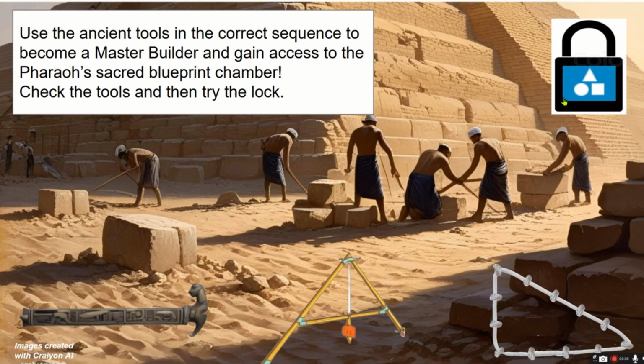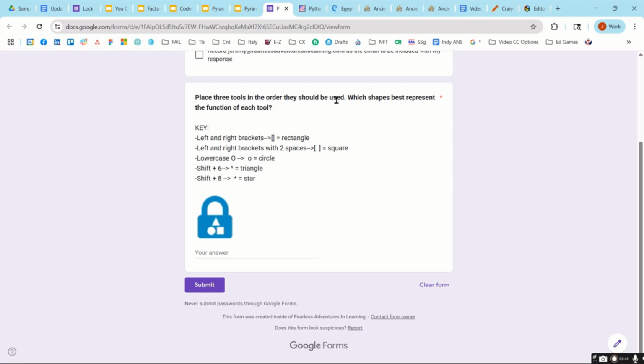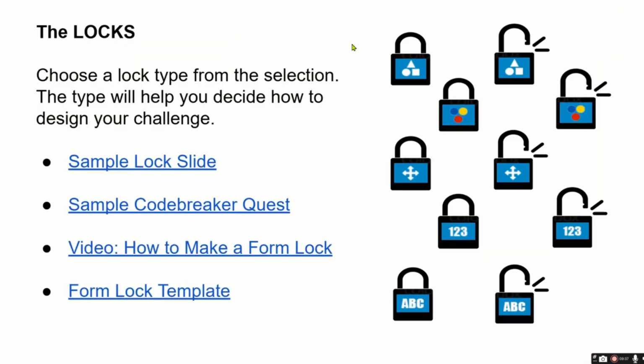All right, so let's try the lock. Pyramid precision lock. Place 3 tools in the order they should be used. Which shapes best represent the function of each tool? The locks can be of many different types. The one we used in the sample was a shape lock, but you could also have a color lock, a direction lock, a number lock, or a text lock.